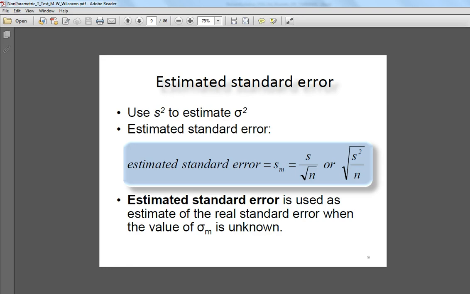So an estimated standard error equals the standard error of the mean, which equals the sample standard deviation divided by the square root of the sample size n, or otherwise also stated as the square root of the sample variance divided by n. Again, this estimated standard error is used to estimate the real standard error when the value of sigma is unknown.